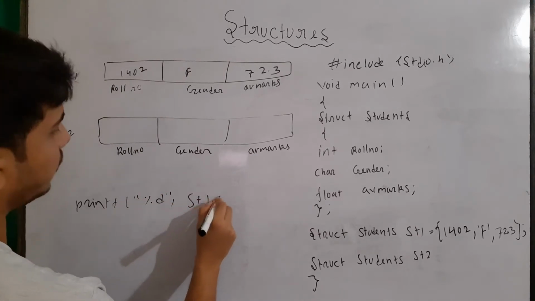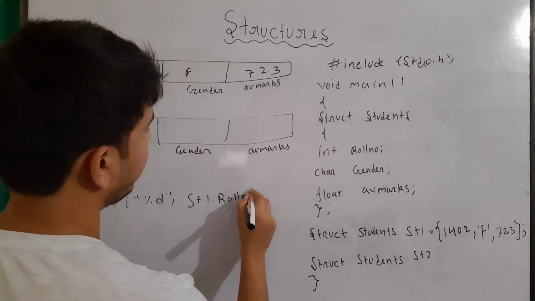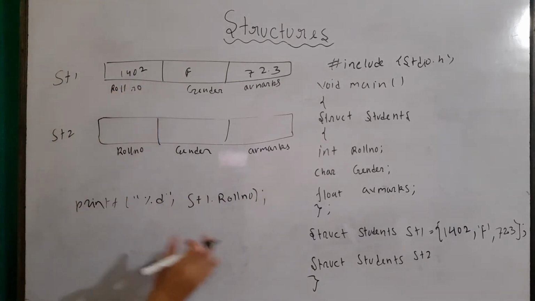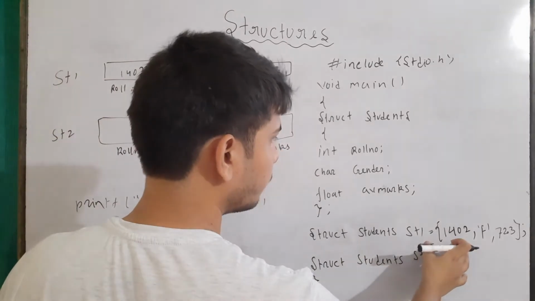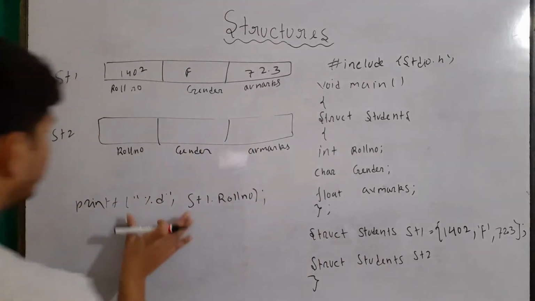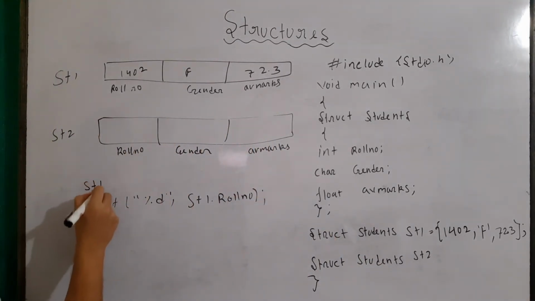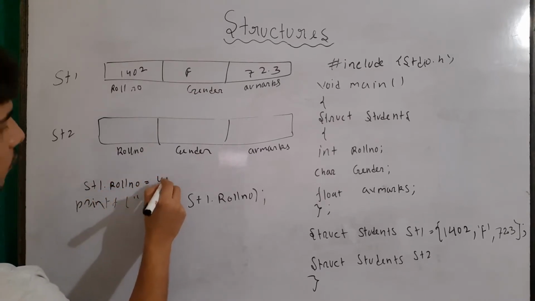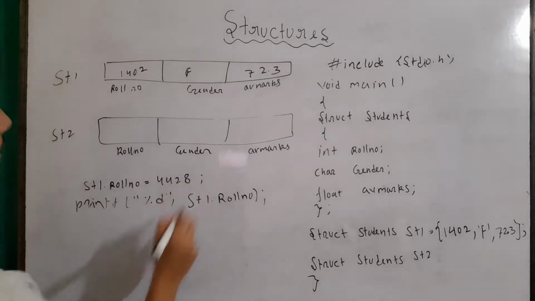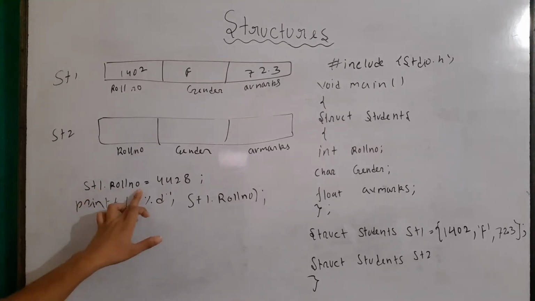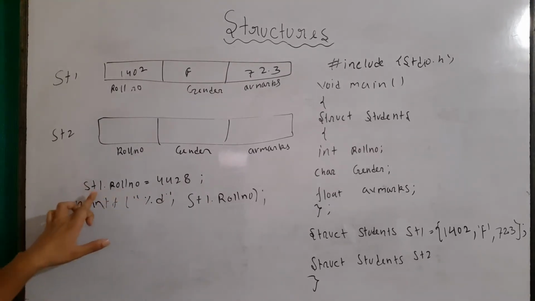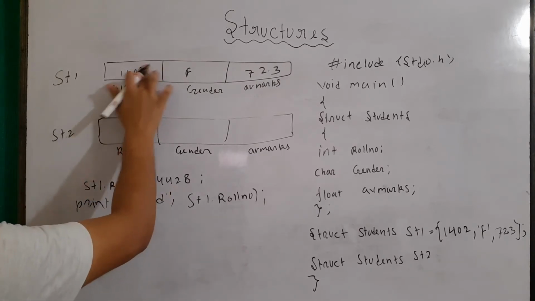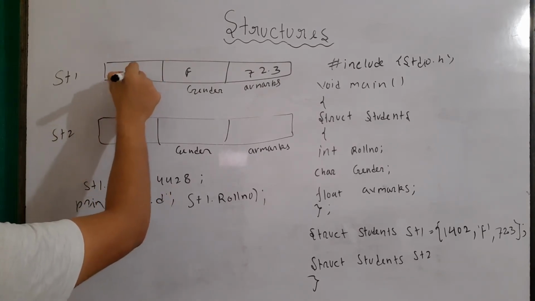Later on when you will do printf, let's say after here you will do printf %d and write here st1 dot roll number, then it will give me output as 1402, right? Because the value has been initialized with the 1402. Now before that, if you change the value, let's say st1 dot roll number equals to 4428. Now basically what I mean is that you can change the value with this expression, okay? St1 dot roll number is changed with the value of 4428.